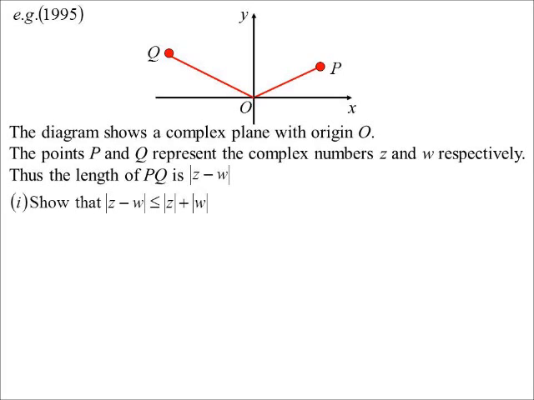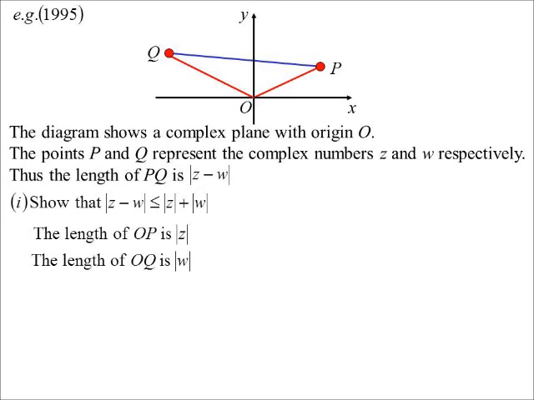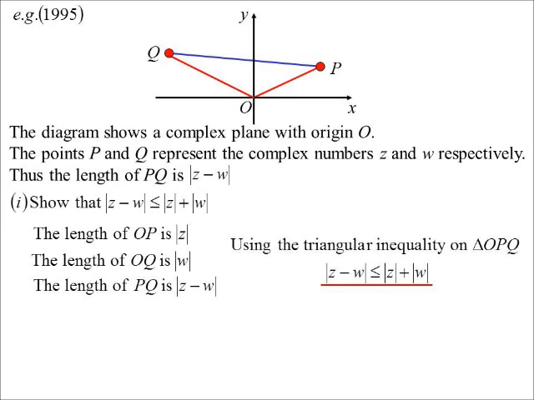They want us to show that the modulus of Z minus W is less than or equal to the modulus of Z plus the modulus of W. But of course, if I draw in that vector, I create a triangle. I can just use the triangle inequality. Any side in the triangle is going to be less than or equal to the sum of the other two. So you need to explain it, of course. You can't just write down the answer because they're saying show that. It's like, yeah, well, how did you get it? So I just said, well, the length of OP is the modulus of Z, the length of OQ is the modulus of W. They told me the length of PQ. So therefore, using the triangle inequality, I can say any side is less than or equal to the sum of the two sides.